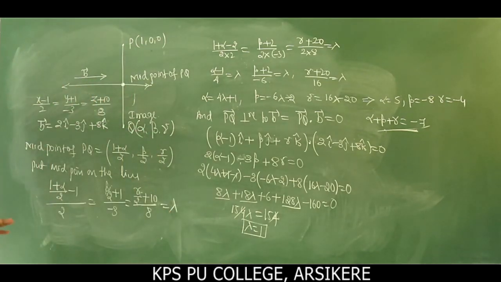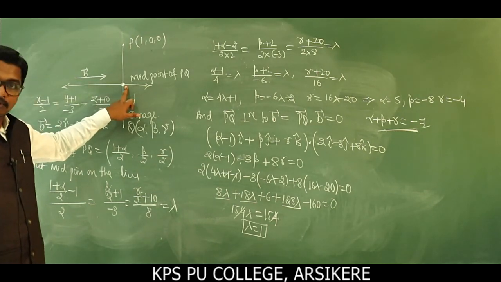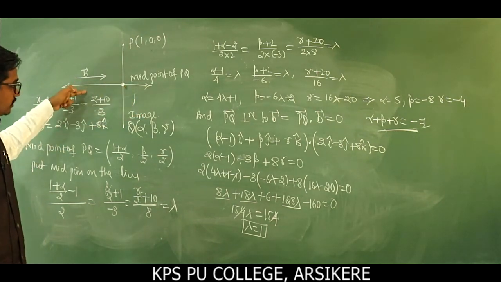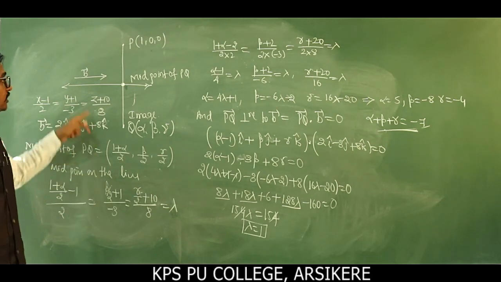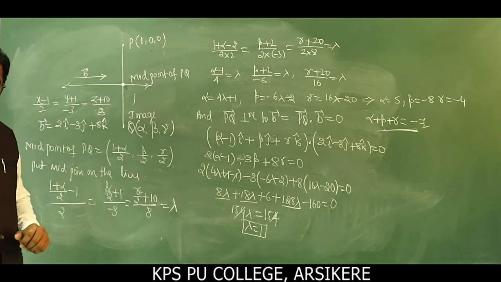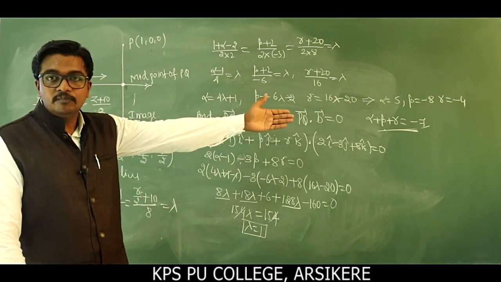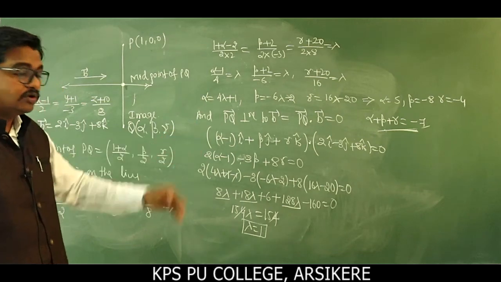This is the method. The midpoint lies on the line, so substitute the midpoint in the line and the equation will satisfy. Then vector B and the vector PQ joining these two points are perpendicular to each other. Then find the value of lambda, and then find the sum of alpha plus beta plus gamma.